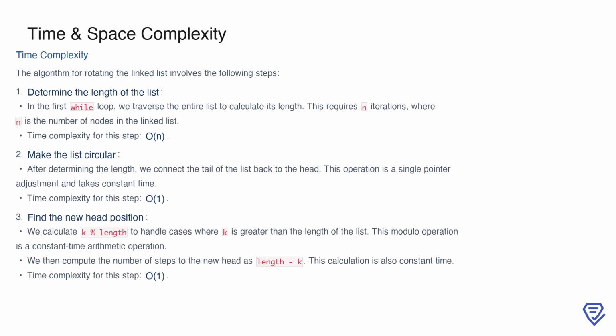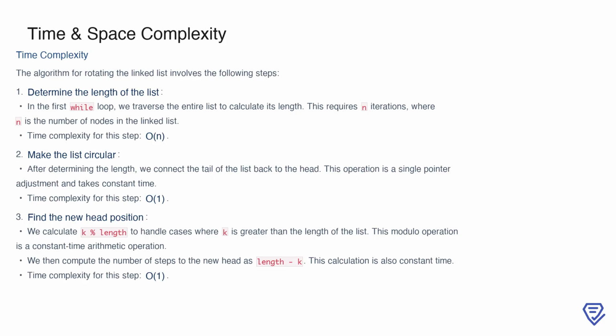To analyze the time complexity of the algorithm, let's break it down step by step. First, we determine the length of the linked list. This involves traversing the entire list once to count the number of nodes. Since we visit each node exactly once, this step takes O(n) time, where n is the total number of nodes. Next, we make the list circular by connecting the tail back to the head. This is a simple pointer adjustment that only requires constant time, or O(1).